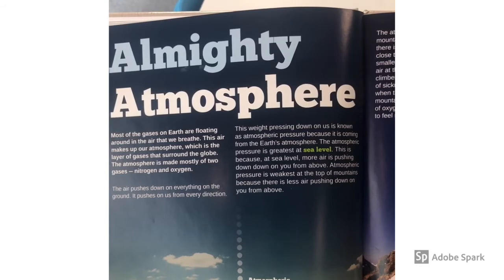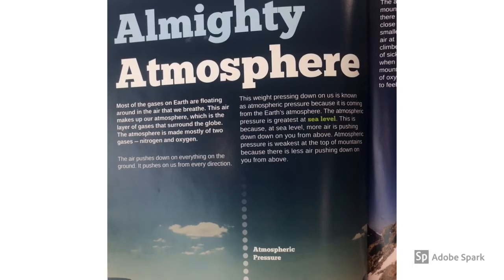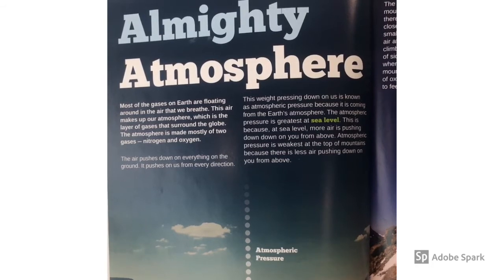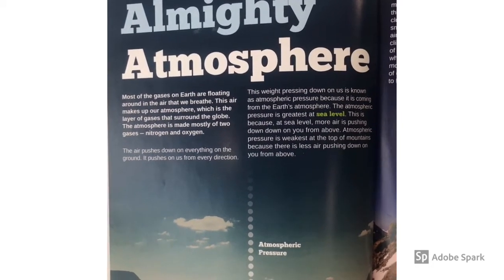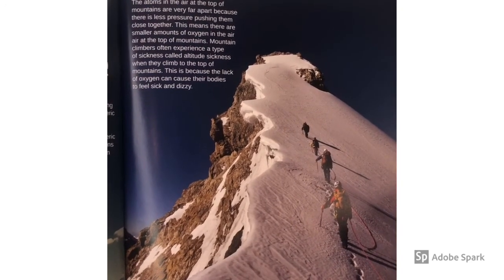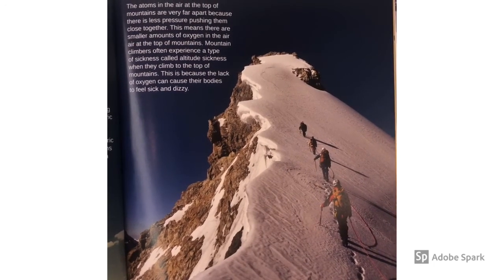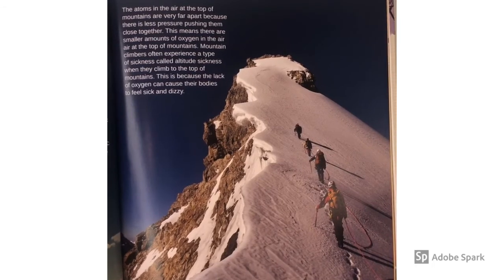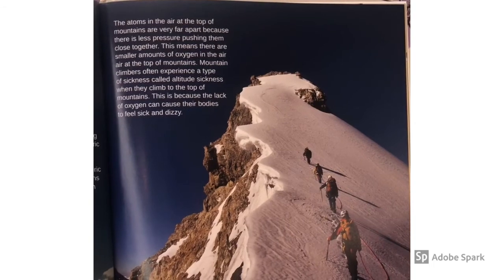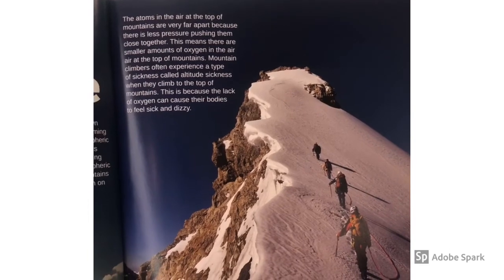The atmospheric pressure is greatest at sea level. This is because at sea level, more air is pushing down on you from above. Atmospheric pressure is weakest at the top of the mountains because there is less air pushing down on you from above. The atoms in the air at the top of the mountains are very far apart because there is less pressure pushing them close together. This means that there's small amounts of oxygen in the air at the top of the mountains. Mountain climbers often experience a type of sickness called altitude sickness when they climb to the top of the mountains. This is because the lack of oxygen can cause their bodies to feel sick and dizzy.